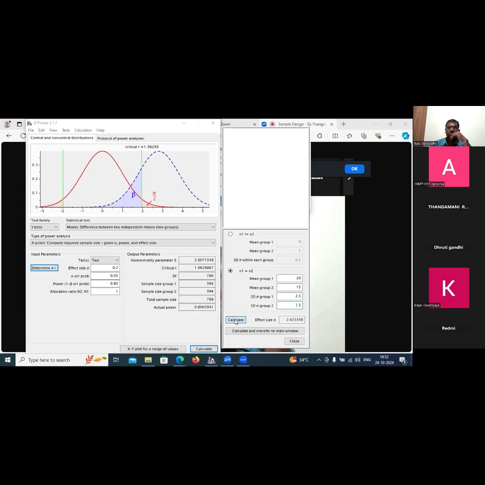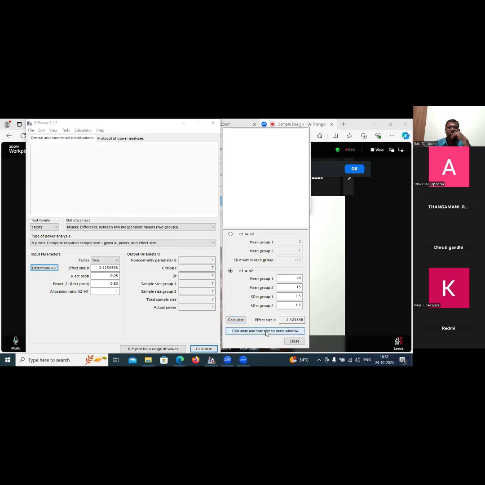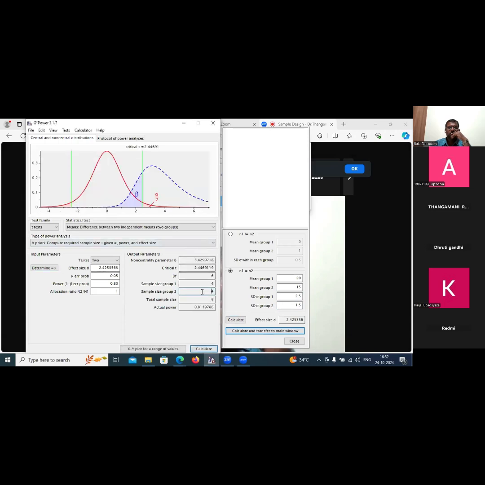Then I calculate. The effect size comes here. Then I transfer the effect size to this side. The effect size changed here, 2.4. Now I click enter. Only 4 patients I need per group. This is the way we have to calculate after doing a pilot study.